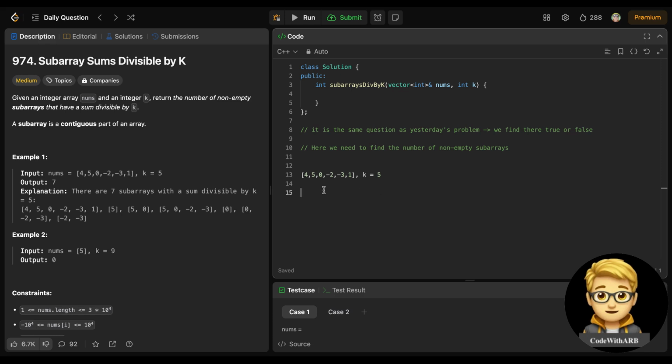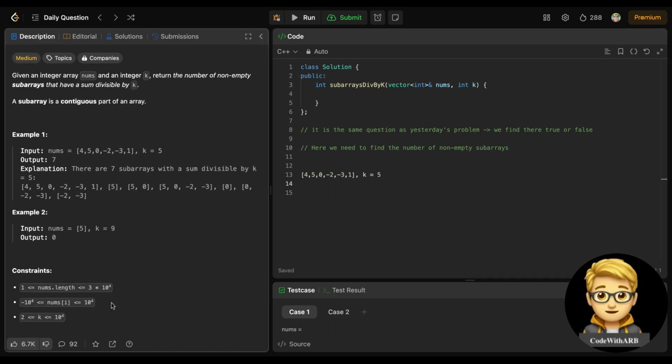right? So here 4, 5, 0, minus 2, minus 3, 1 is given, and k is equal to 5. One thing to note here is that negative numbers are also given, right? So for handling the negative numbers, let's take this problem. For k equal to 5, for the divisibility condition of 5, what would be the condition? 4, 5, 0, minus 2, minus 3, and 1, right?